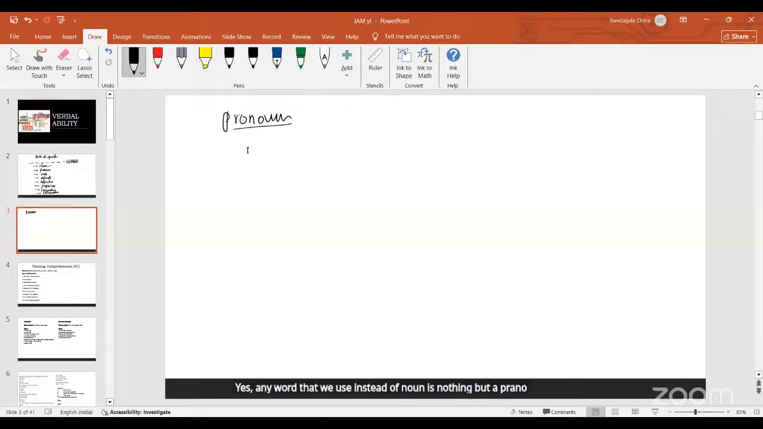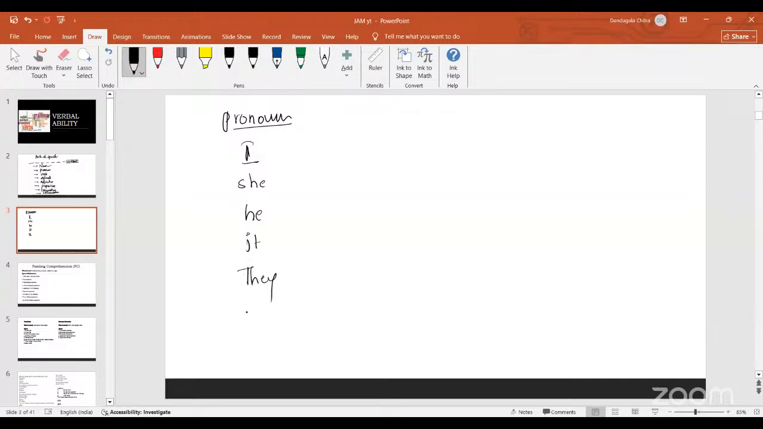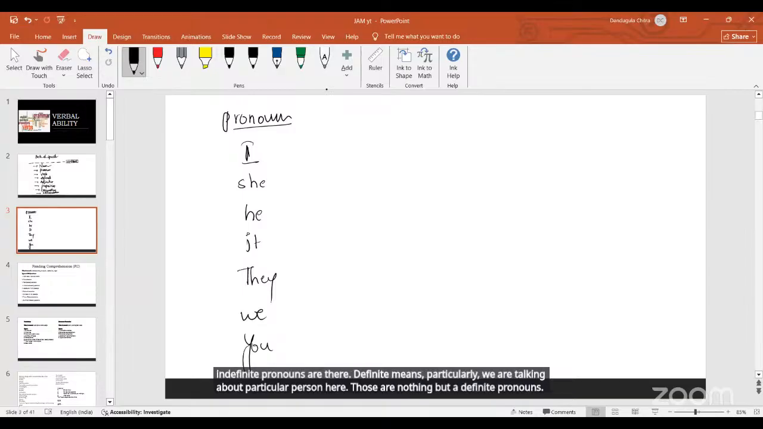We have pronouns like I, she, he, it, they, we, and you. So these are the definite pronouns. There are definite pronouns and indefinite pronouns. Definite means we are talking about a particular person. Those are definite pronouns. Indefinite pronouns means like everyone. Everyone is a pronoun, but the word everyone is not defining one particular person. Everyone means it may be anyone, right? So this is the difference between definite and indefinite pronouns.